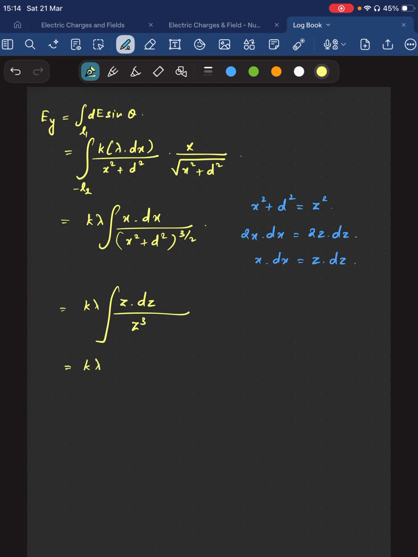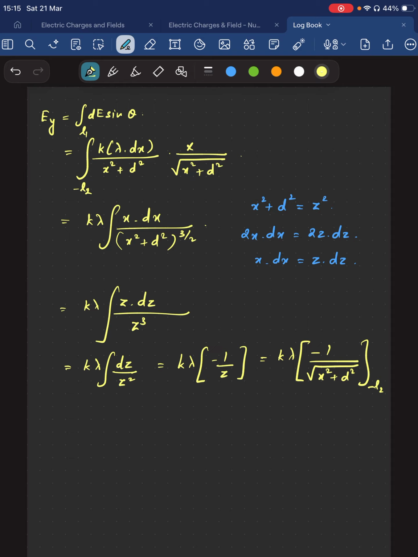So this becomes equal to k lambda integral dz by z squared, which is nothing but k lambda of minus 1 by z. And bringing back our substitution, z was equal to under root of x squared plus d squared. So it will be k lambda by minus under root of x squared plus d squared, right? And our limits again are x equal to minus L2 to x equal to plus L1. So what will this turn out to be? We'll get k lambda of minus 1 by under root of L1 square plus d square, plus, since minus of minus becomes plus, 1 by under root of L2 square plus d square, right?